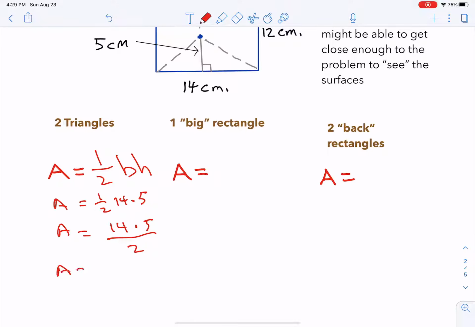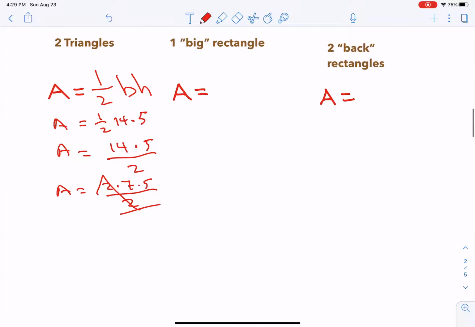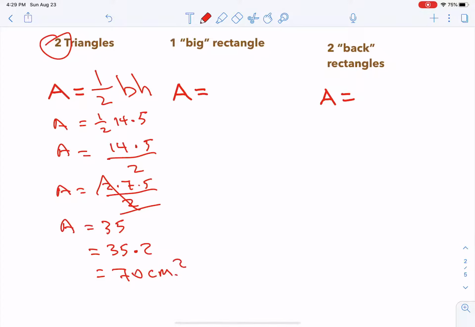I'm going to do something kind of fun. I'm going to rename 14 as 2 times 7, because 14 is just 2 times 7, right? Divide that by 2. And that 2 divided by 2 is 1, and we end up with the area equals 35. But remember, we have two of these guys, two triangles, and so we end up with 35 times 2, and we end up with 70 square centimeters.